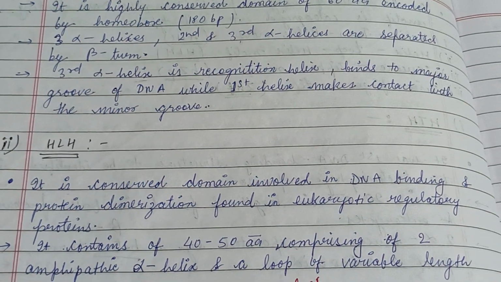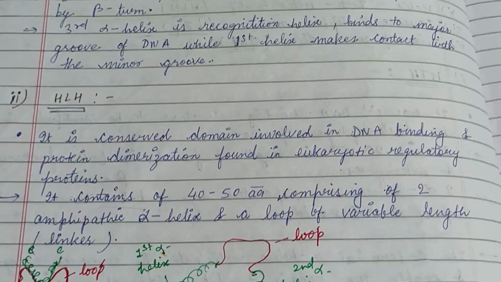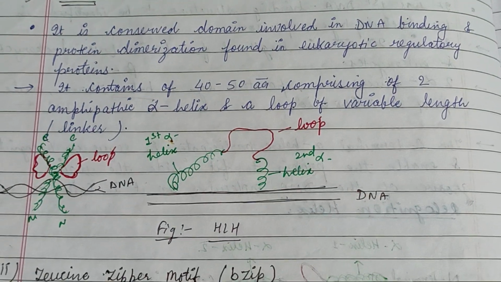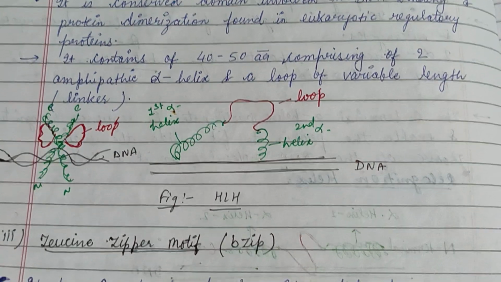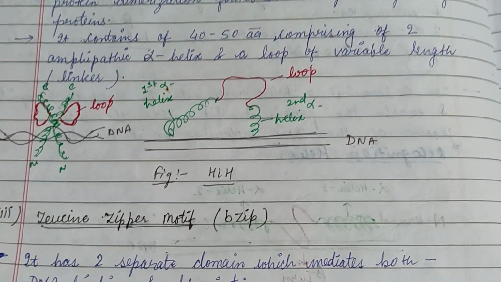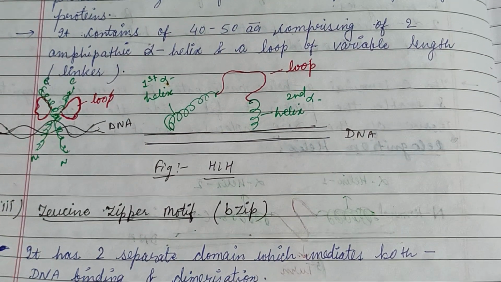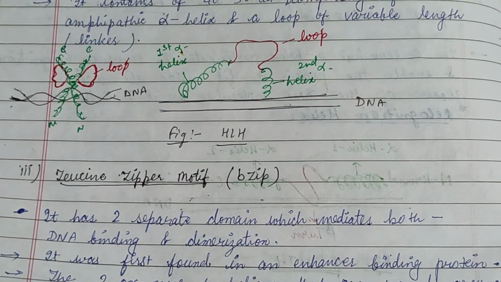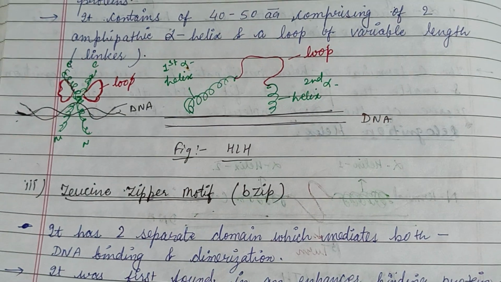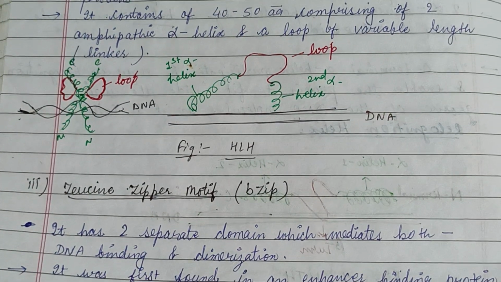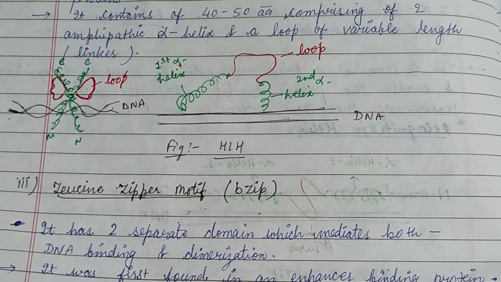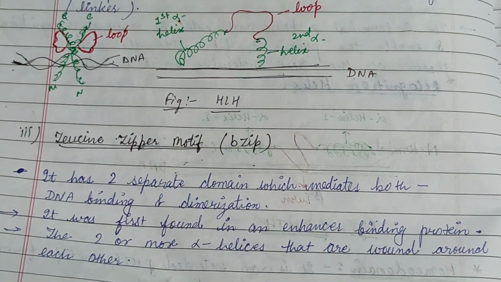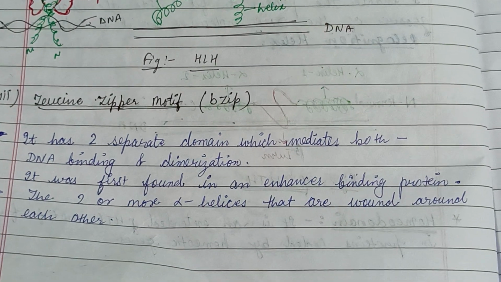So the second one is the helix loop helix motif. It is a conserved domain involved in DNA binding and protein dimerization found in eukaryotic regulatory proteins. It consists of 40 to 50 amino acids comprising two amphipathic alpha helices and a loop of variable length linker. So the figures are as follows. It can be like the first figure, or it can be a loop like structure which forms the N terminal and the C terminal separately.